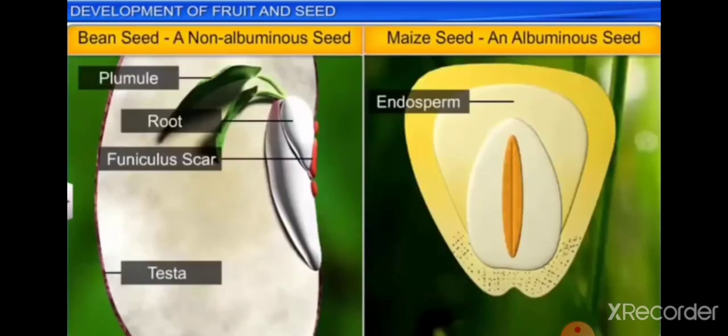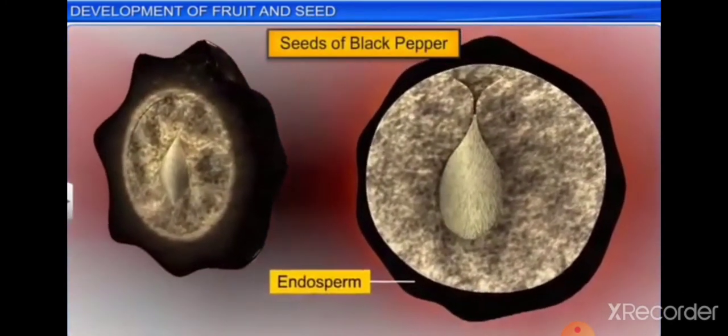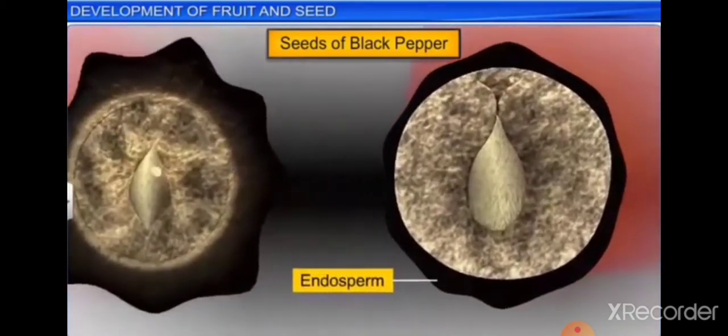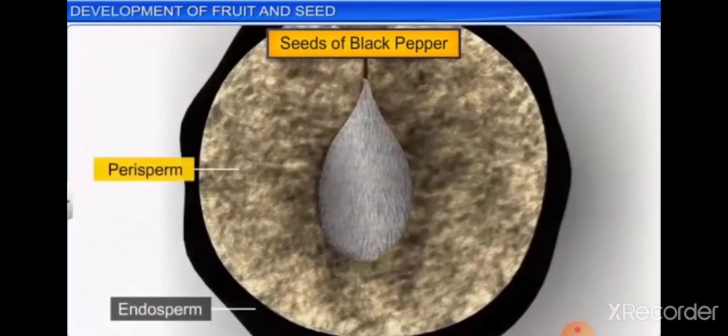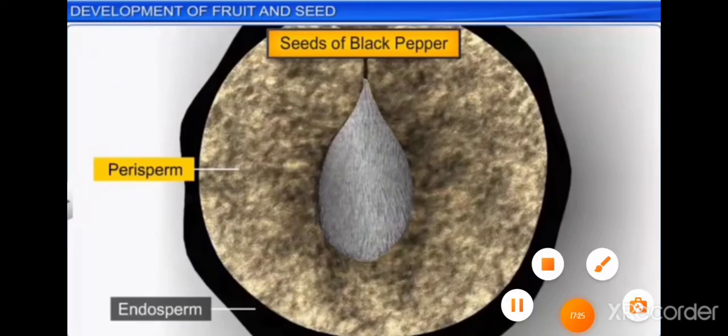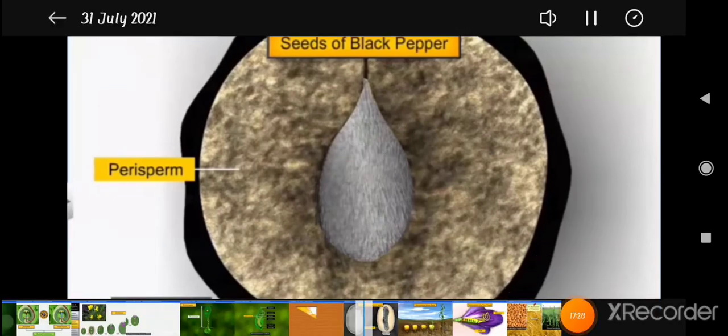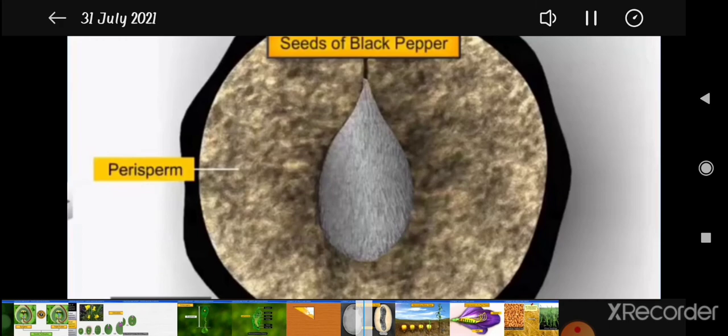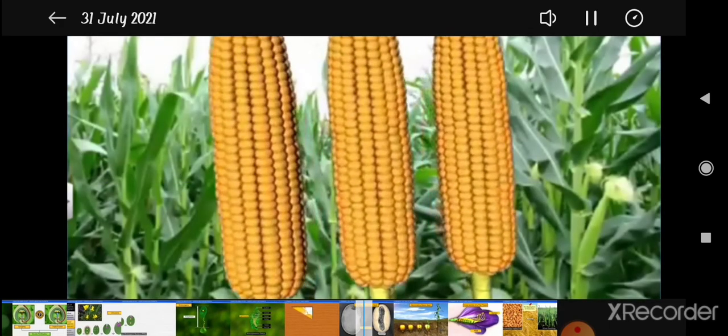However, in wheat and maize, a residual endosperm is seen as it is not completely consumed by the embryo during the developmental stage. Such seeds are called albuminous seeds. Sometimes, in addition to endosperm, seeds also contain remnants of nucellus cells called the perisperm, which stores food material. Such seeds are called perispermic seeds. Black pepper is a common example of perisperm.